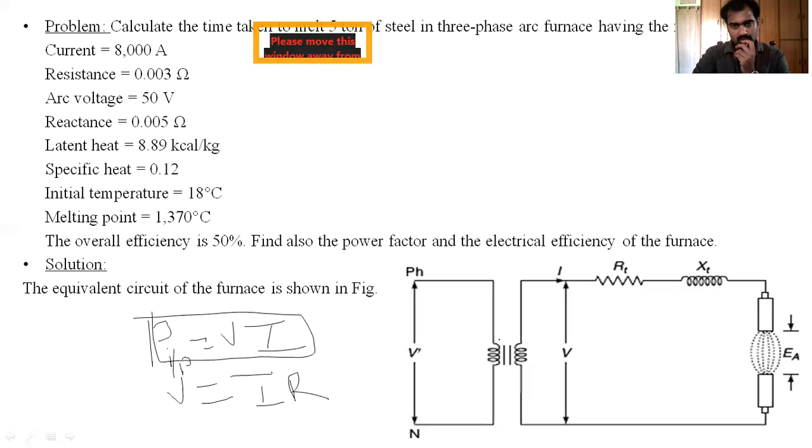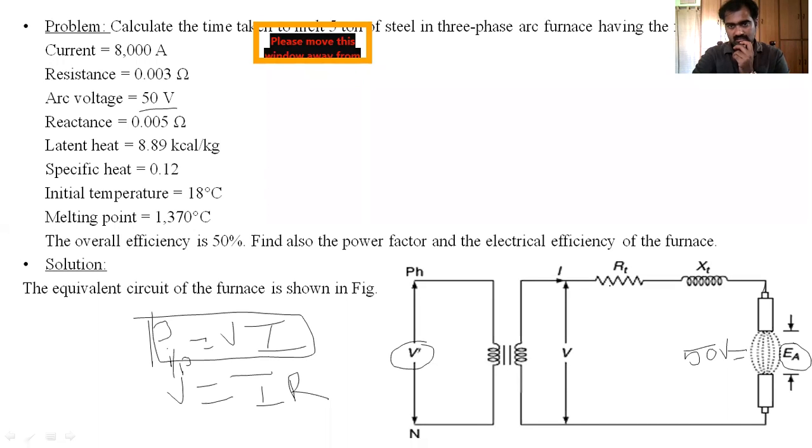Before that, we are going to have the supply voltage. This EA is the arc voltage at the load side. The electrodes which are connected at these two terminals are considered to be the load. So the voltage produced by this arc, as given, is 50 volts. EA is nothing but your 50 volts.